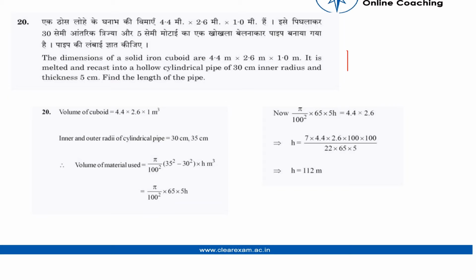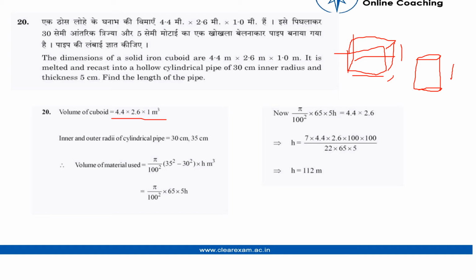Basically, in this question we have been given a cuboid which is melted and recast into a cylinder. We know the length, breadth and height of this cuboid, so we can find the volume of the cuboid, which is length into breadth into height. So here we get the volume of the cuboid. Now move on to the cylinder.